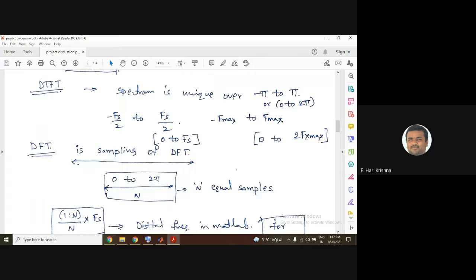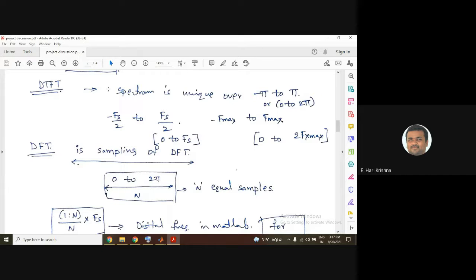Next one is the discrete time Fourier transform. The spectrum is unique over minus pi to pi. The same spectrum repeats from pi to 3 pi, 3 pi to 5 pi, 5 pi to 7 pi, and so on. On the left side, minus 2 pi to minus pi, minus 5 pi to minus 3 pi, and so on. It is a periodic function with period 2 pi. So it may be unique over minus pi to pi, or sometimes we consider it as 0 to 2 pi.